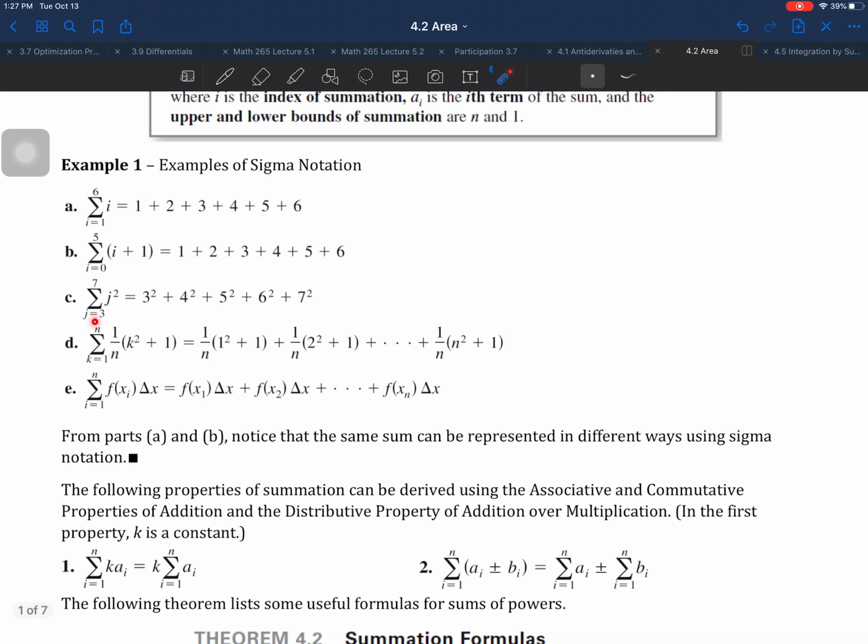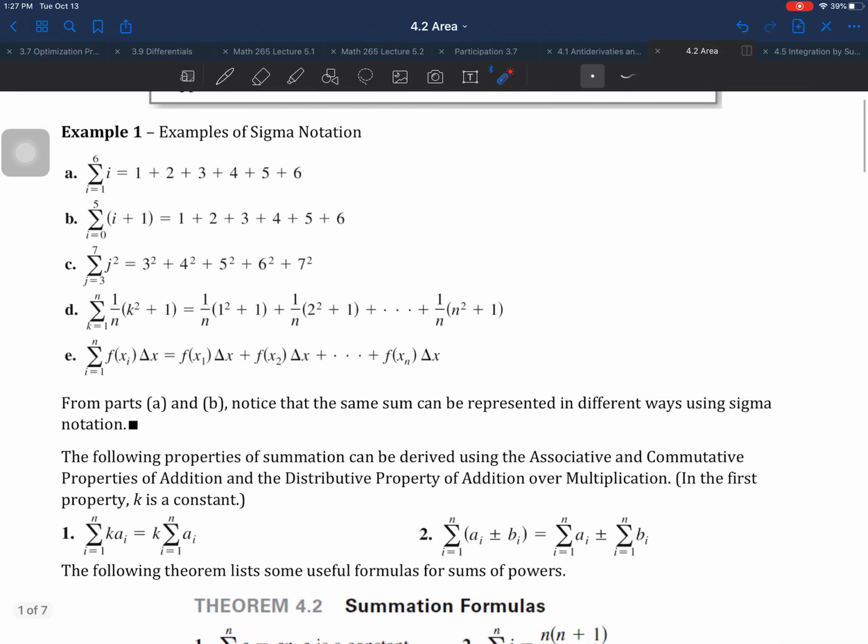Let's try a few more. It says here that j starts at 3, so replace j with 3. The first one is 3 squared, that's your first term. Then plug in 4, 4 squared gives you the second term. Plug in 5, 5 squared gives you the third term. Plug in 6, 6 squared gives you the fourth term. And then plug in 7, and that gives you the last term and also the fifth term.